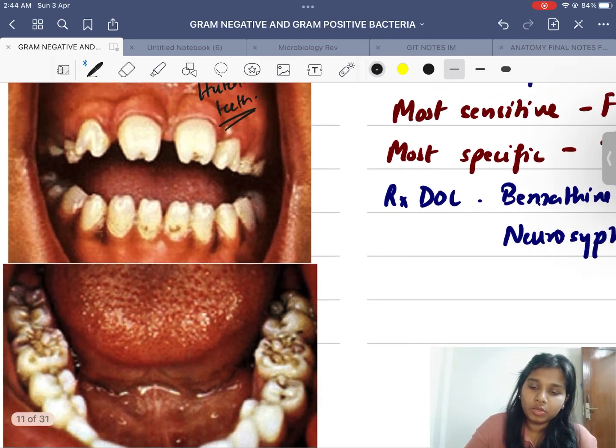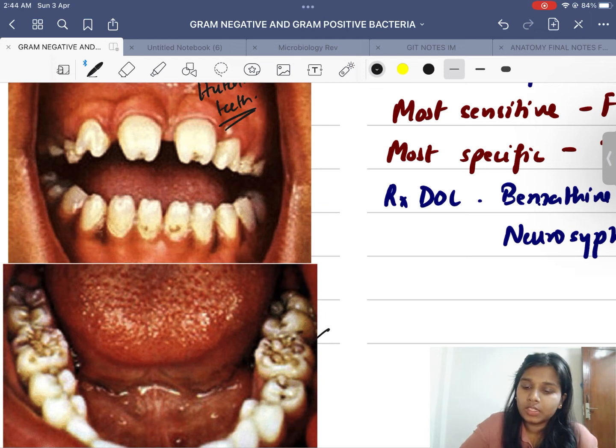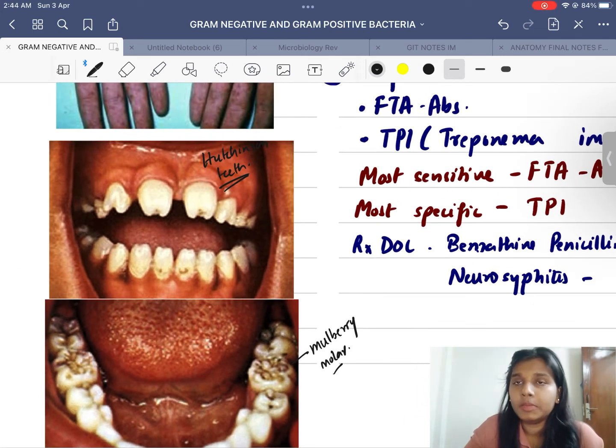Then you look at the molars here in the second diagram. These molars look like mulberry, so these are called mulberry molars. This is also present in syphilis. So Hutchinson teeth, mulberry molars, remember for syphilis.